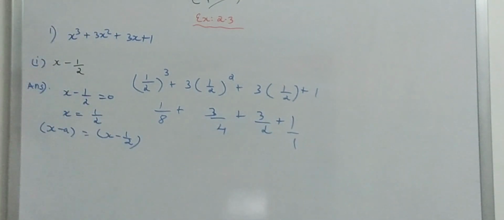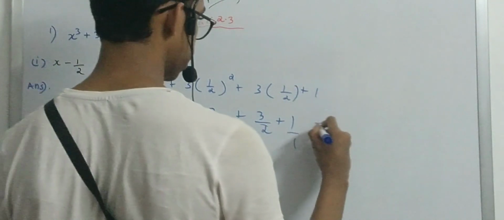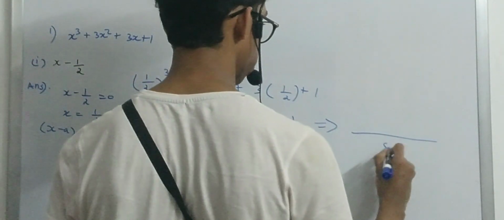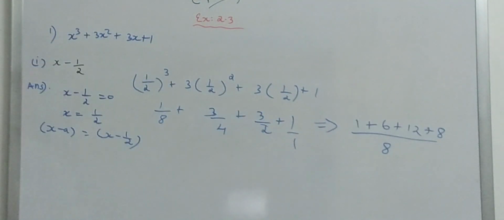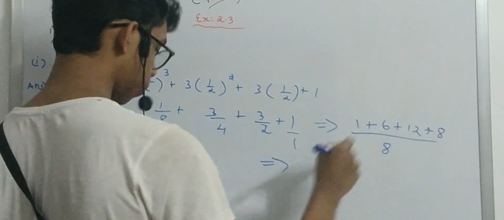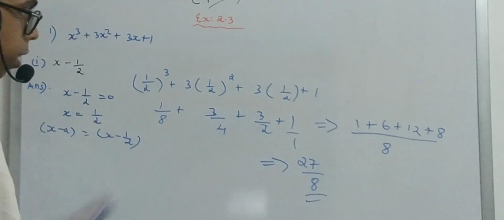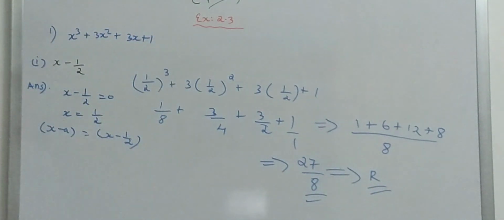Okay, isn't it? So now after writing this, we have to find what? We can either do cross multiplication or we can find the LCM. Isn't it? So when we do, the highest number in the denominator usually will be the LCM of them. So when we take 8, okay, after finding the LCM we will be getting 1 plus 6 plus 12 plus 8 by 8. Okay, so when you add all these numbers we will be getting 27 by 8. Okay, so this will be the value of your remainder. Okay, I hope it is clear.